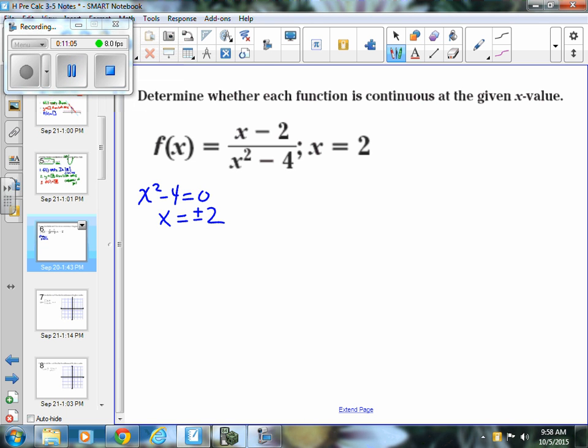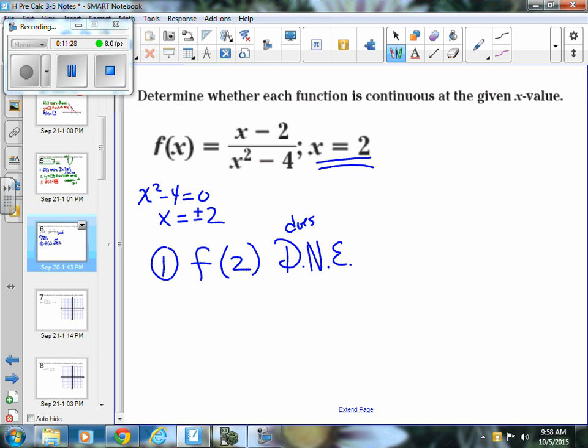All right, so look at the value I'm asking you to check at, x equals 2. So we're going to have a problem. So step number 1, is f of 2 defined? Does it exist? Well, no, you can't put 2 in there because it's going to make the bottom 0. That's not a real number. So I'm going to say DNE, just like Mean Girls. The limit does not exist, right? We can't put that number in there. That's what DNE stands for.